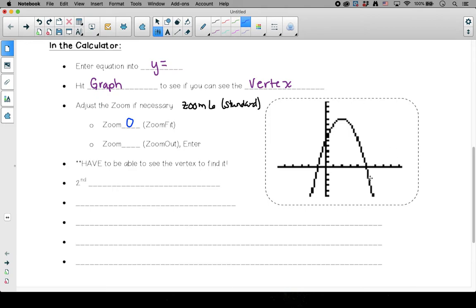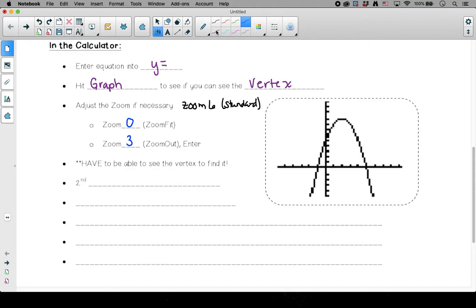However, if you cannot see your information, you'll hit zoom 0 first, which is zoom fit. It'll change your window to fit as much of the graph as you can, but then you still might not be able to see the exact vertex, so you will then hit zoom 3, which is zoom out. When you go to zoom 3, you have to press the number 3 and then press enter, because it's asking where you want to zoom out from. Once you can see your vertex, then we can actually find it.